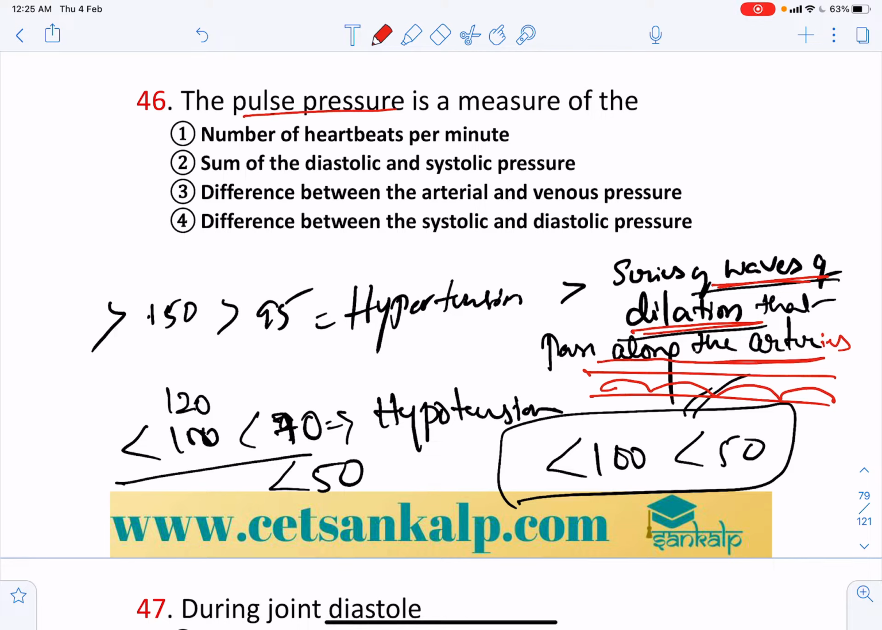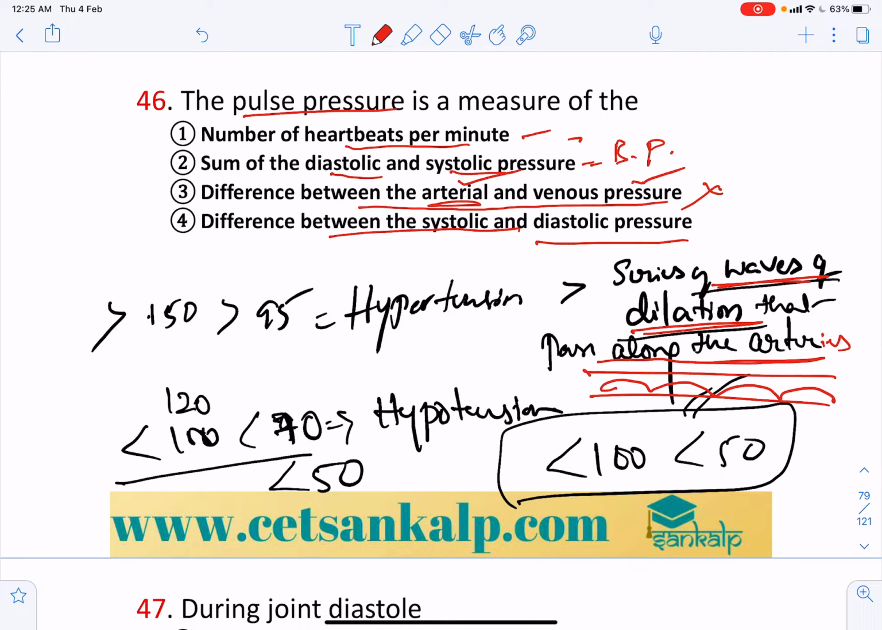So pulse pressure is a measure of what? Generally, number of heartbeats per minute? No, that is the heart rate. Sum of diastolic and systolic pressure? That is what we can say is blood pressure. Total pressure or cardiac output? Difference between the arterial and venous pressure? In the arterial pressure, the pressure in the artery is very high, in the venous pressure it is very low. Difference between the systolic and diastolic pressure?